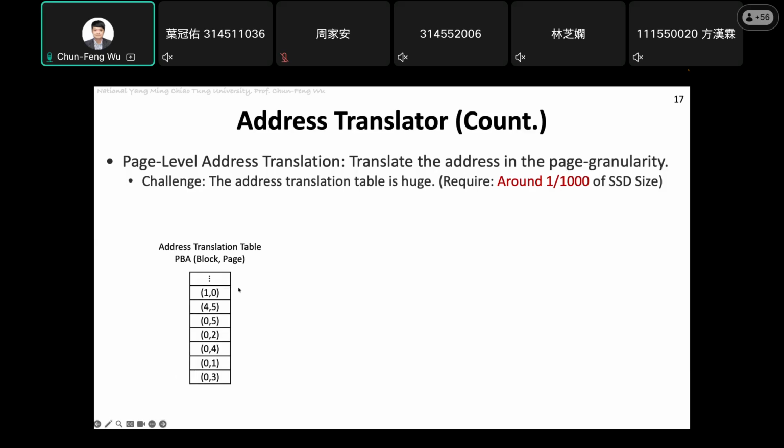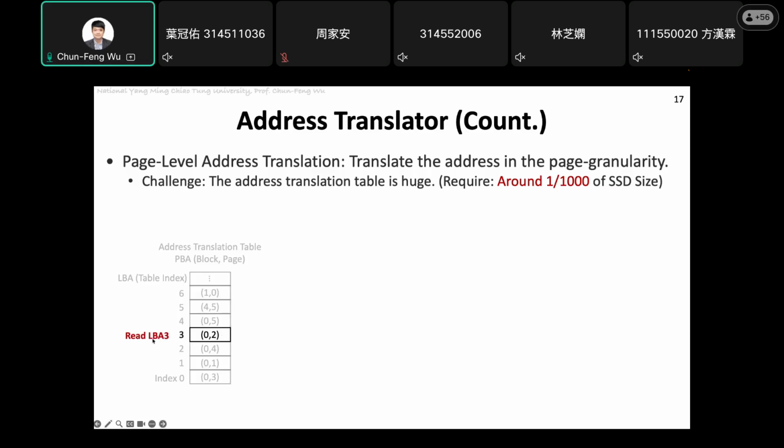So if this is our patch table, it will show us the block and patch. So the first block, the 0 patch, the fourth block, the 5th patch. Given an LBN, this is the index, from 0, 1, 2, 3, 4, 5, 6, like this. If we are going to read LBN 3, we need to know what the physical address is, right?